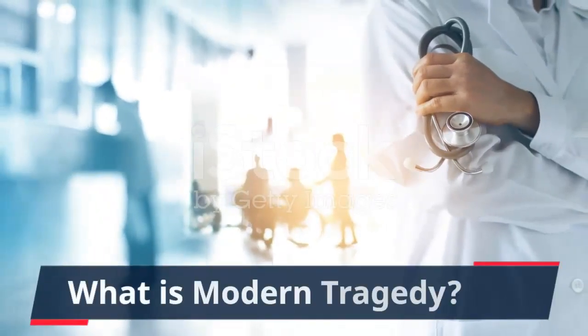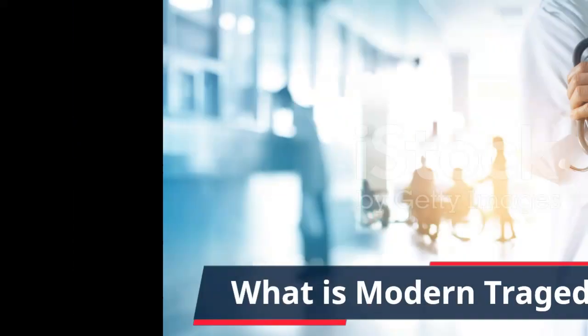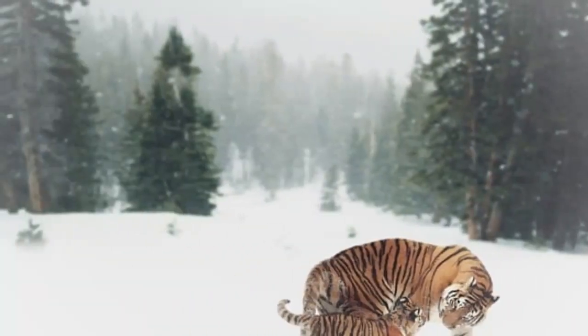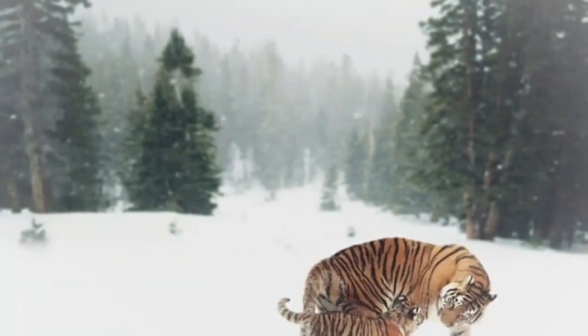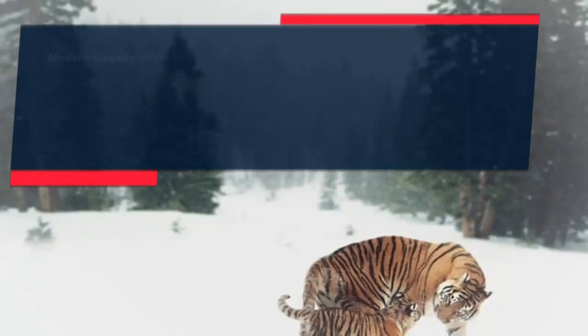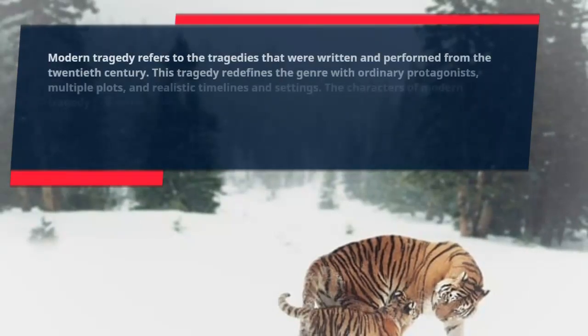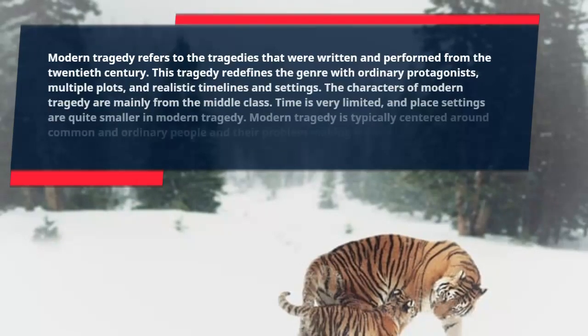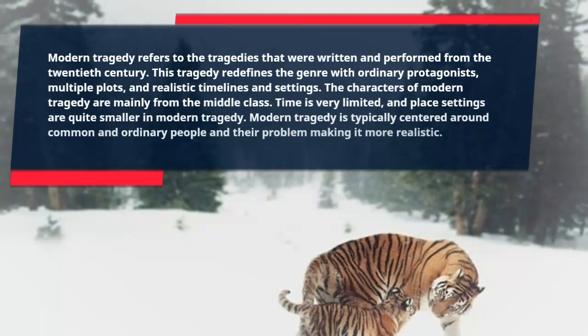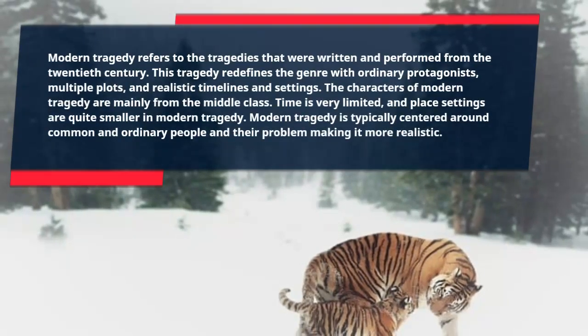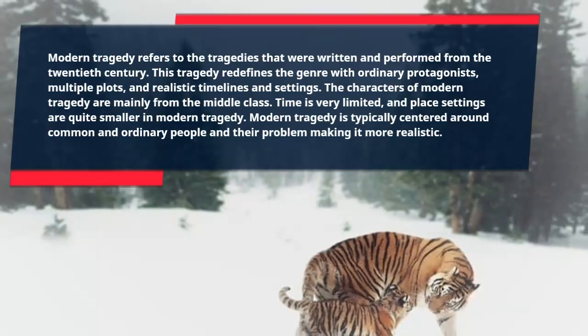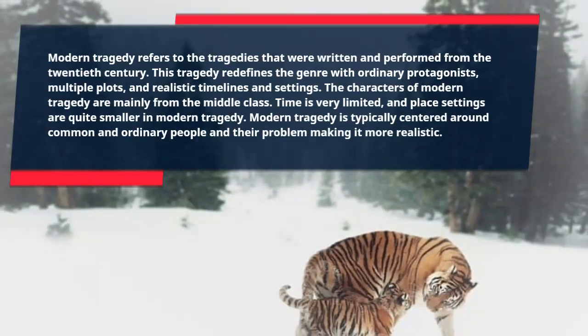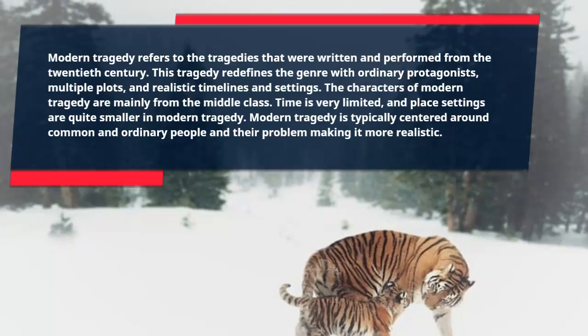What is modern tragedy? Modern tragedy refers to the tragedies that were written and performed from the 20th century. This tragedy redefines the genre with ordinary protagonists, multiple plots, and realistic timelines and settings. The characters of modern tragedy are mainly from the middle class. Time is very limited, and place settings are quite smaller in modern tragedy.